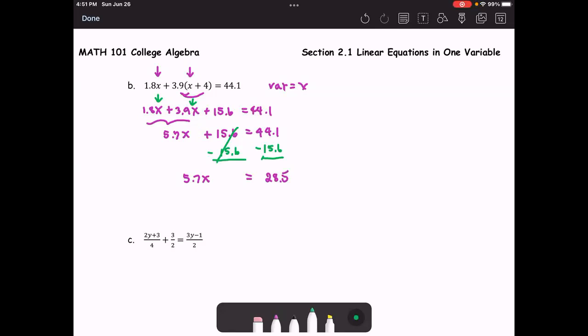And the next step, we divide both sides by the coefficient of the x. Reduce this, and then that gives us x equals 28.5 divided by 5.7. And simplify it to be just the value 5. So the answer is x equals 5 for part B.